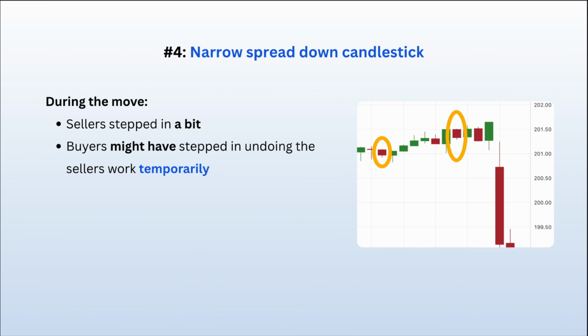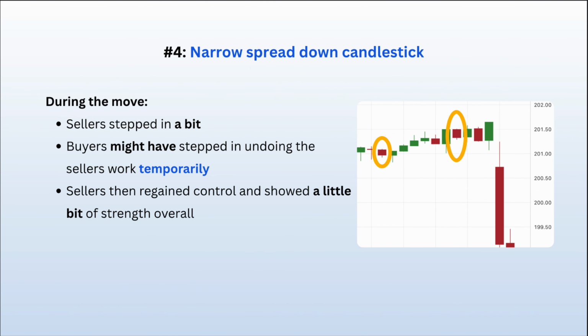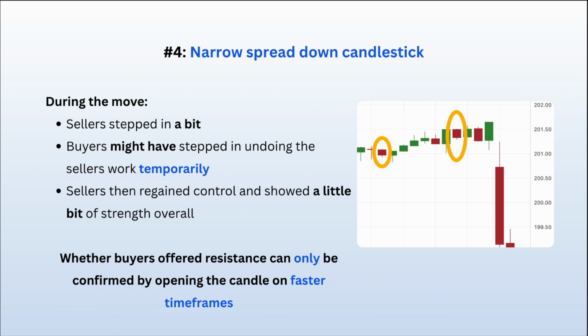And it is possible that the buyers might have stepped in during the printing of this candlestick and therefore undone the seller's work temporarily. This would have created a temporary lower wick. But even if this happened, the seller stepped in again. They regained control and showed a little bit of strength overall. Not a lot of strength, but a little bit. And you guessed it, whether the buyers offered some resistance during the printing of this candle can only be confirmed by opening this candlestick on a faster time frame.